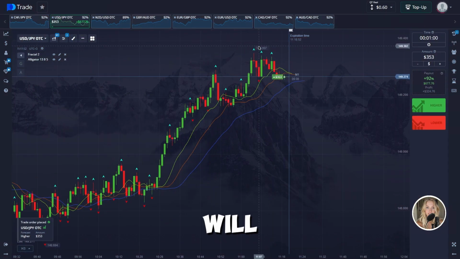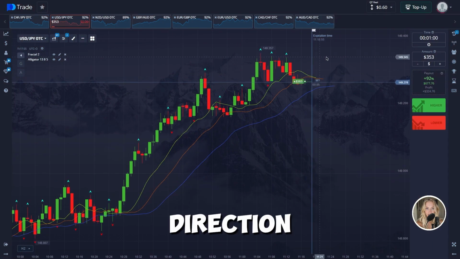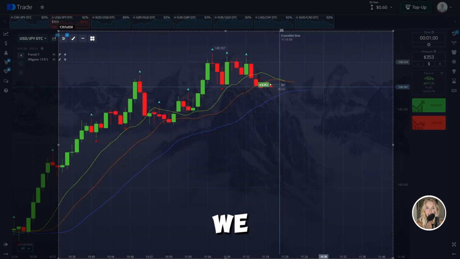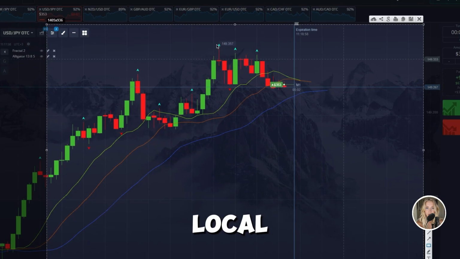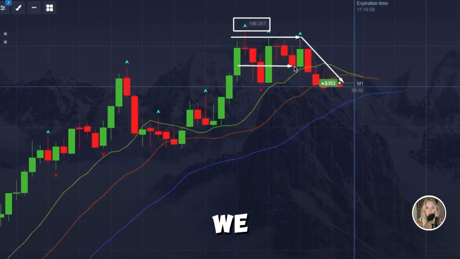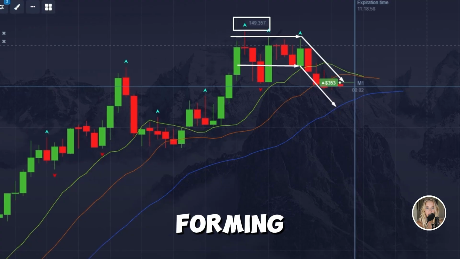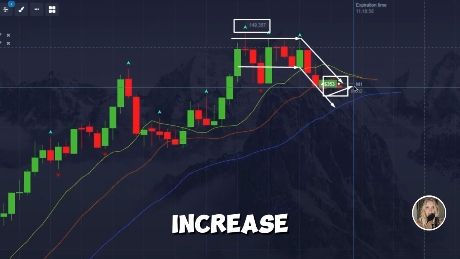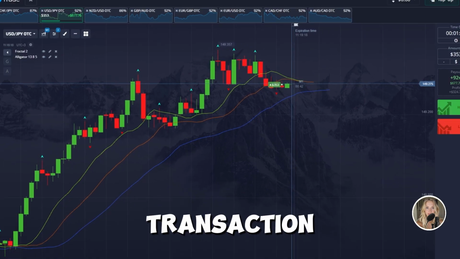And here we will reopen to an increase in the direction of the trend. The upward dynamics prevails here. We also had a price correction from the local maximum. There was a pullback of the dynamics to a decrease. We also have a new local minimum forming here, and I think this is a good opening point for an increase. Let's look at the result of this transaction.